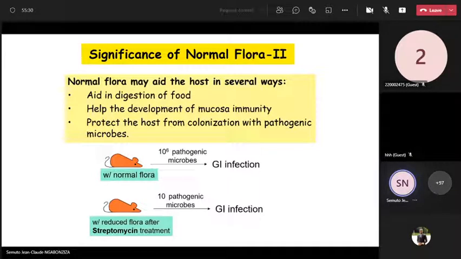This is a bit an example. Normal flora may aid the host in several ways: in digestion of food, developing mucosal immunity. So the immunity is like this: normal flora have some antigen that are similar to the pathogen antigen. And by cross immunity, then this mucosa are already having this protection to the pathogen, yet the stimulation is from normal flora. So they protect the host from colonization with pathogenic bacteria.